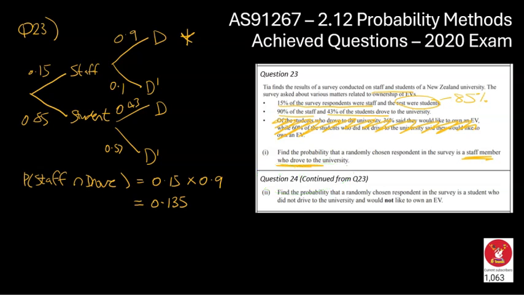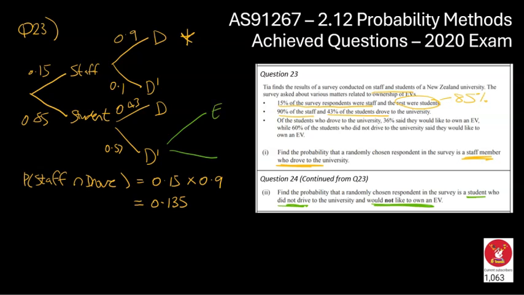Okay, we are now on to question 24, and this carries on from question 23, and that's why I haven't gotten rid of my working. So the question says, find the probability that a randomly selected respondent from the survey was a student who did not drive to the university and would like to own an EV, or would not like to own an EV. So linking it back to our tree, we've got student, did not drive, so it's going to be something to do with this branch, and we're probably going to need to split this one off based on whether they would want to own an EV or not.